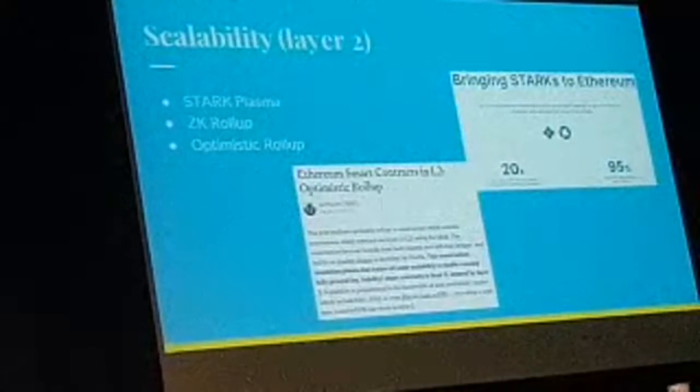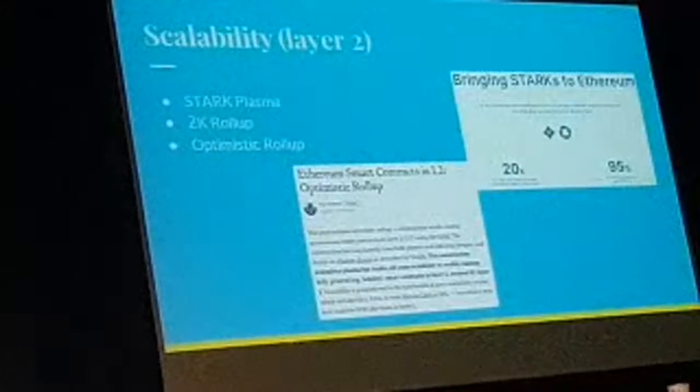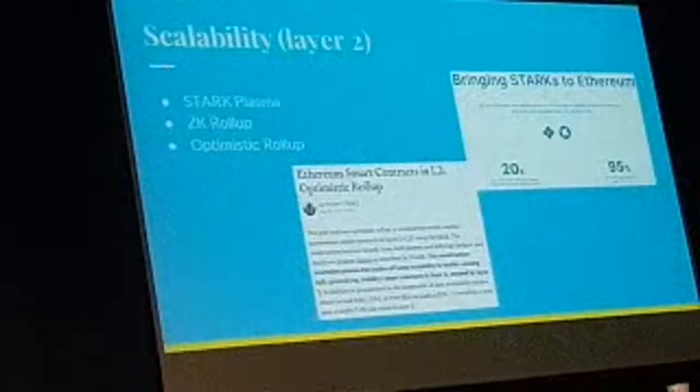So Starkware has this public beta and they're basically working on using a kind of Stark-based version of Plasma to do an exchange. And so far, right now they're still very actively trying to make it more efficient, but it seems to be working well. So that's transactions per second. Rollup is good.